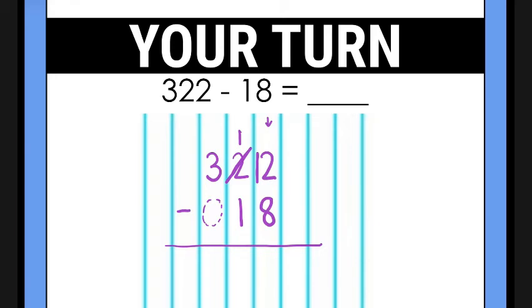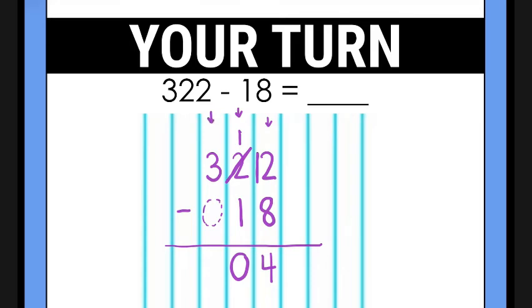Now that you've done that step, now we can subtract our ones. We're going to do 12 minus 8. What is 12 minus 8? 4. Now let's move into our tens. In our tens place, we have 1 minus 1. We could do 1 minus 1. 1 minus 1 is just 0. So we're going to put a 0 in the tens place.